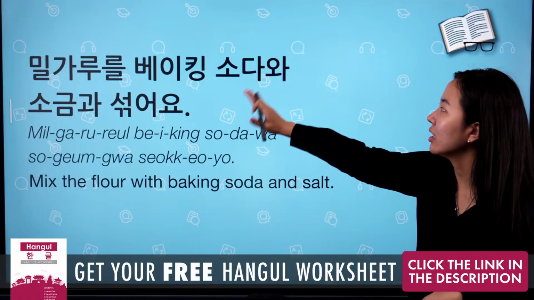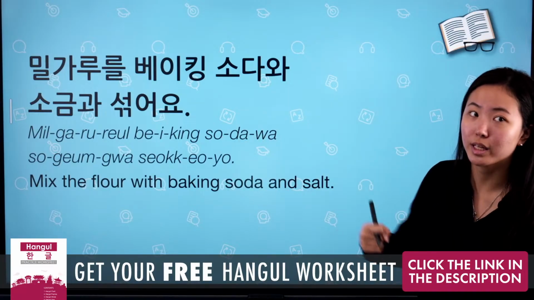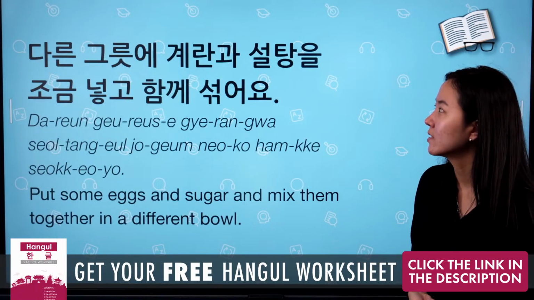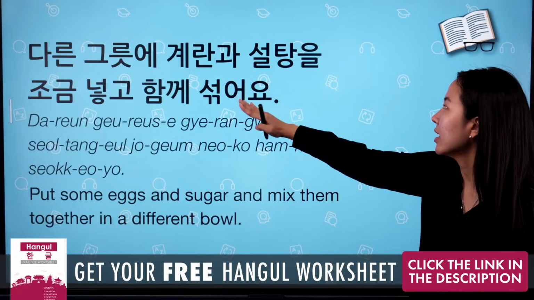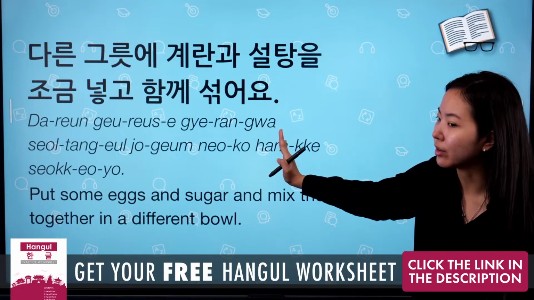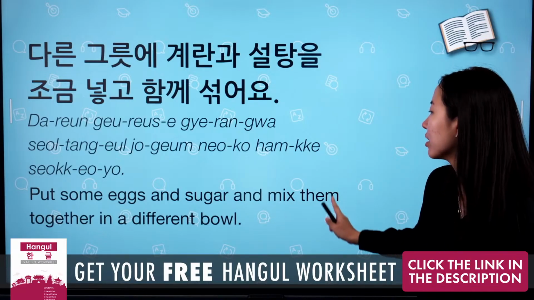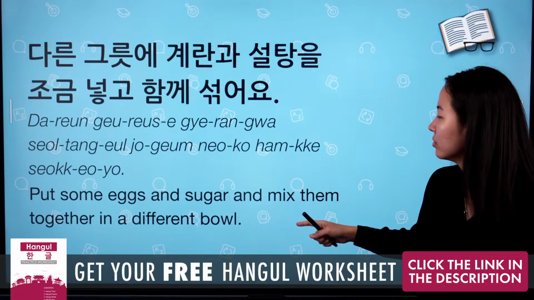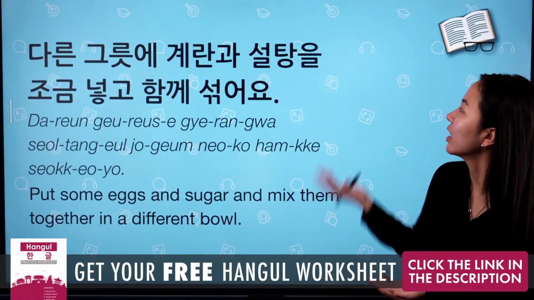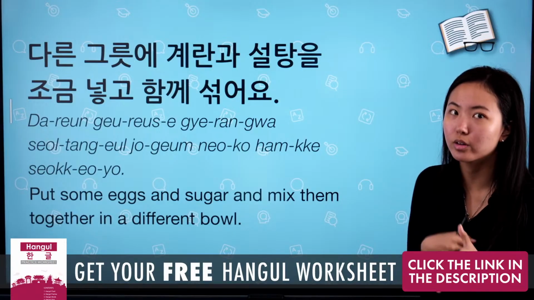밀가루를 베이킹소다와 소금과 섞어요. Mix, 섞어요. Okay? 다른 그릇에 계란과 설탕을 조금 넣고 함께 섞어요. Put some eggs and sugar and mix them together in a different bowl. 다른 그릇에. In a different bowl. 계란과 설탕을 조금 넣고 함께 섞어요.